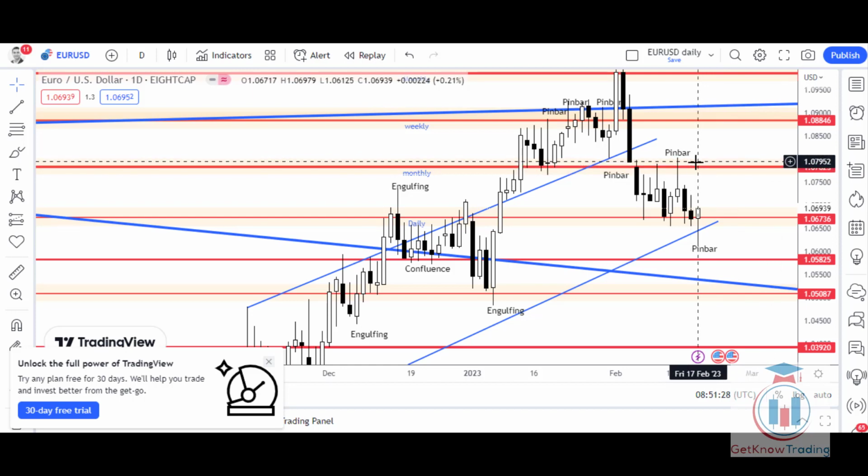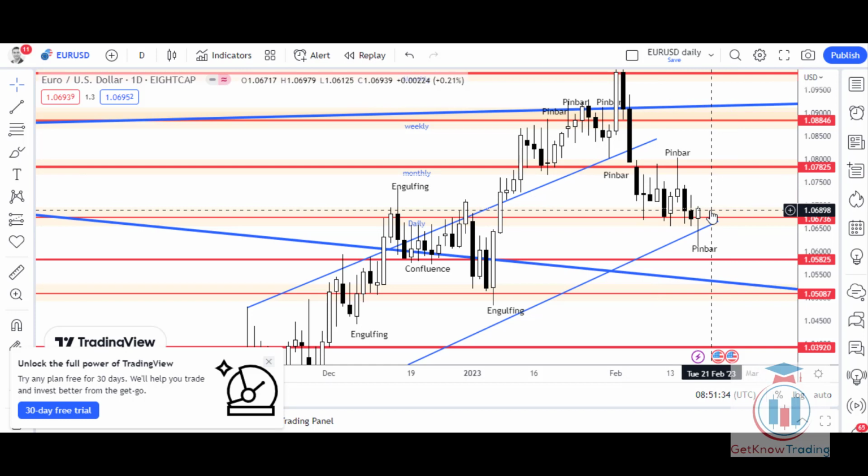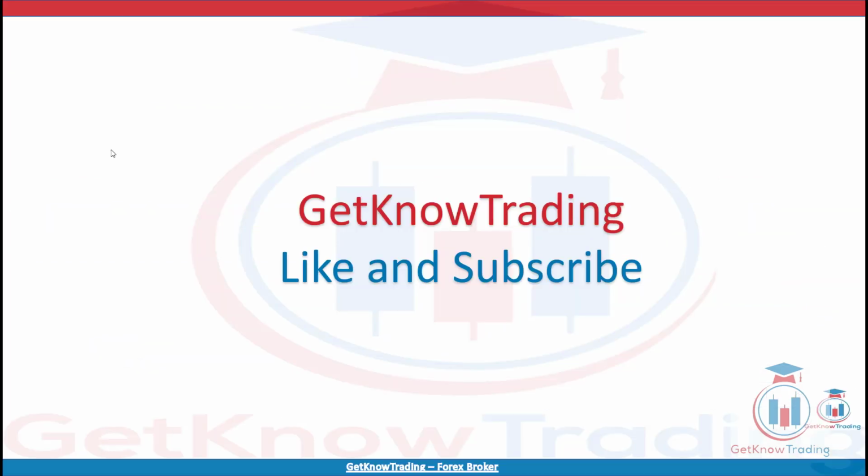So it is good to wait until the price manages to go outside of this range area between these two price levels, which will show us the future direction of the price. That is all from today's analysis.